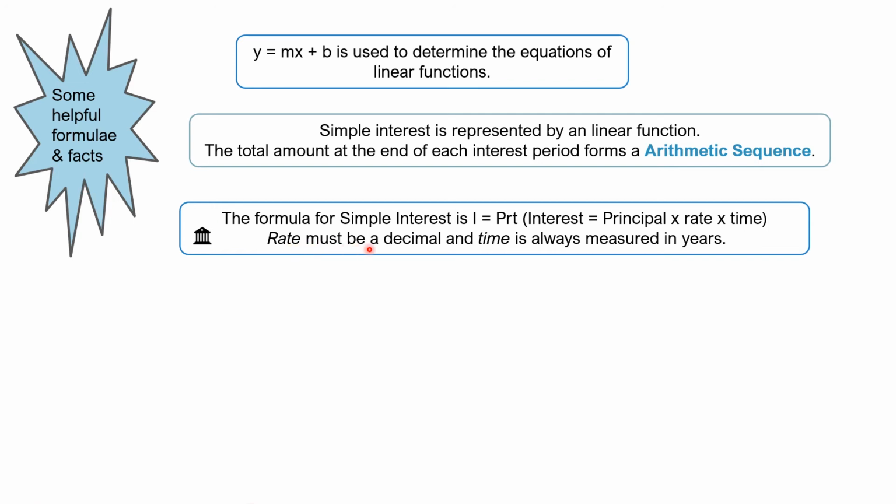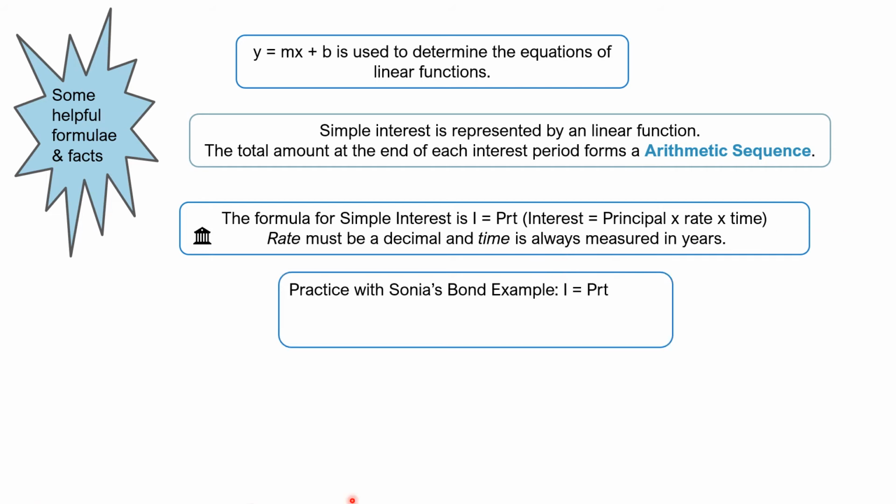And rate must be a decimal. So if you're given a percentage, like we had 5%, you would not write 5% there, you'd write 0.05. And time is always measured in years for simple interest. Let's practice this formula with the bond example we did for Sonia. So I equals PRT, an easy formula to memorize.